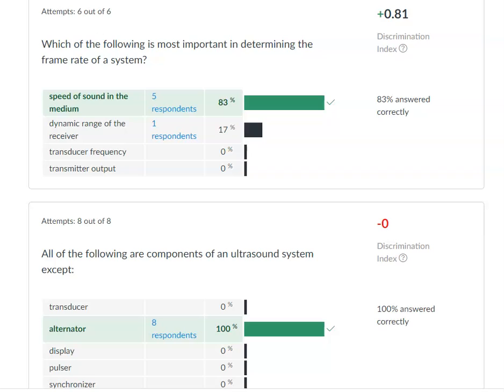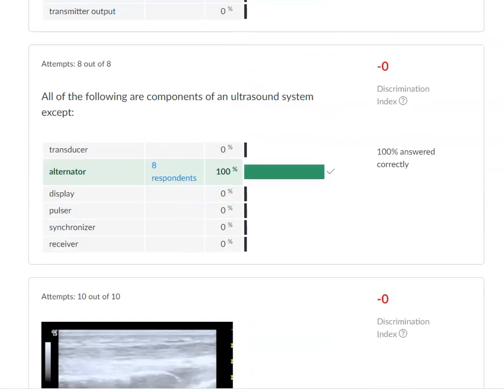Which of the following is most important in determining the frame rate of a system? The speed of sound in the medium. Again, this goes back to the very first question we talked about. What is the limiting factor? It's the speed of sound in the media.